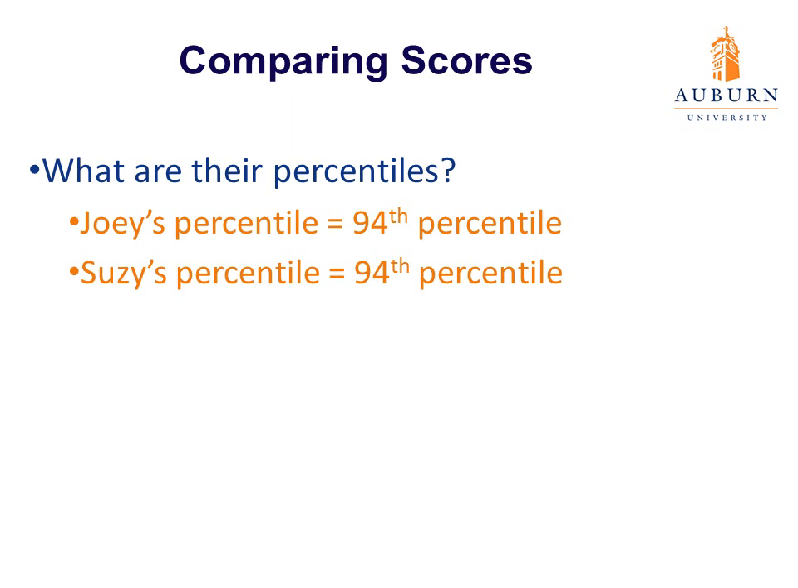So you take that percent, add 50%, turn it into a percentile while getting rid of the decimal place, and you would have found that Joey's percentile is the 94th percentile, and so is Susie's. It's also the 94th percentile.